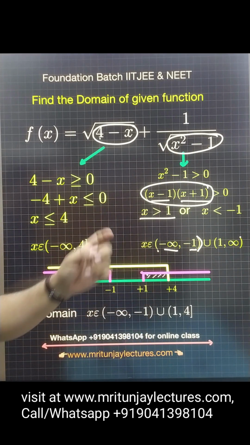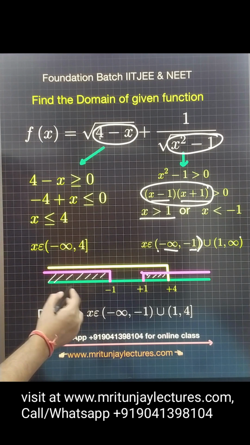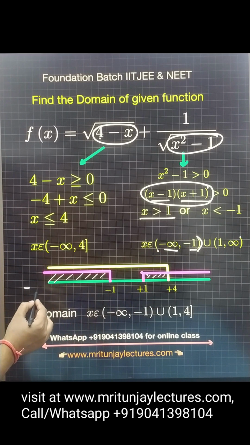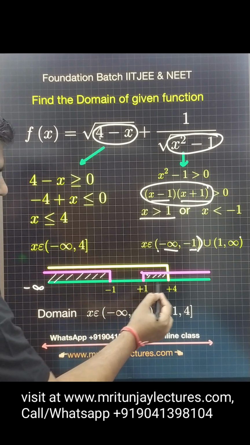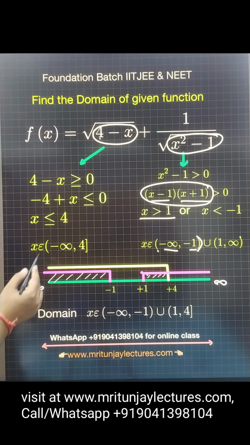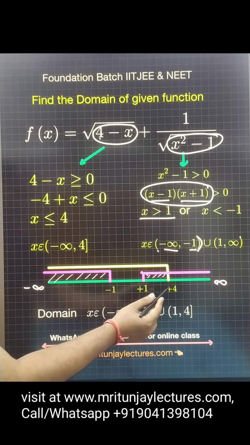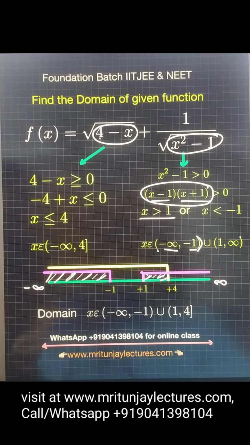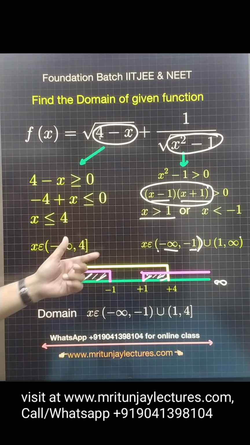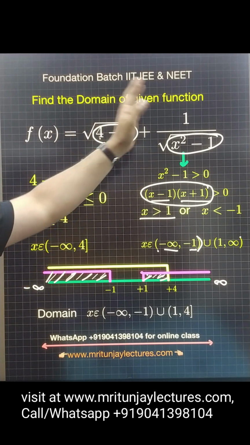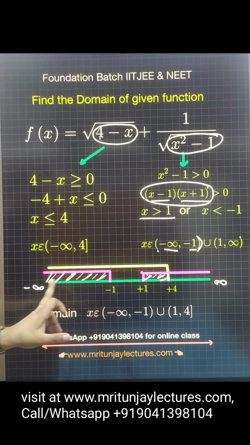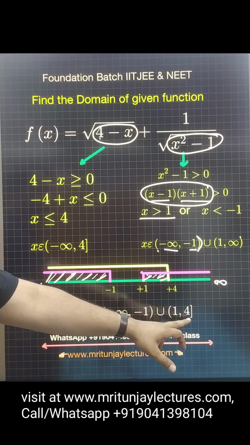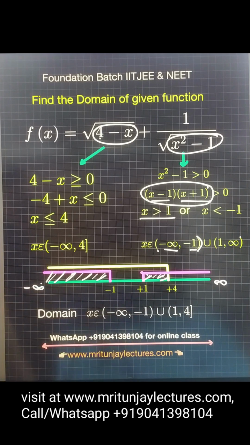Let us draw it like that: minus infinity to minus 1, and here 1 to infinity. According to the other part, minus infinity to 4. So take the common part of these two portions. It means for which values of x these two functions are both defined: minus infinity to minus 1 union 1 to 4, closed at 4. So the domain is like that. I hope it is clear.